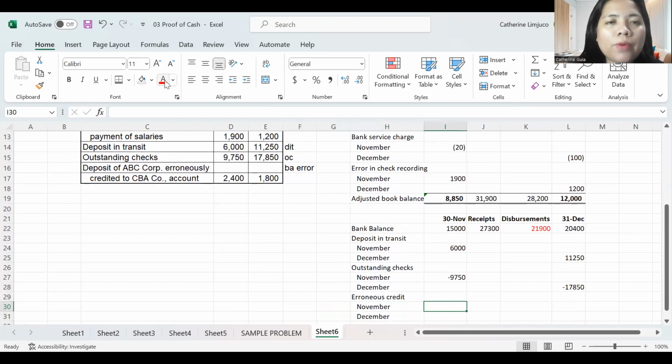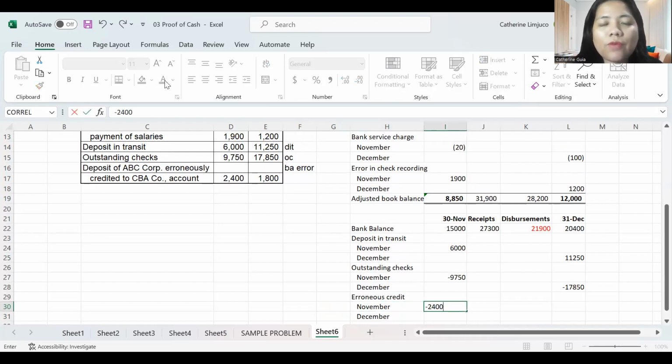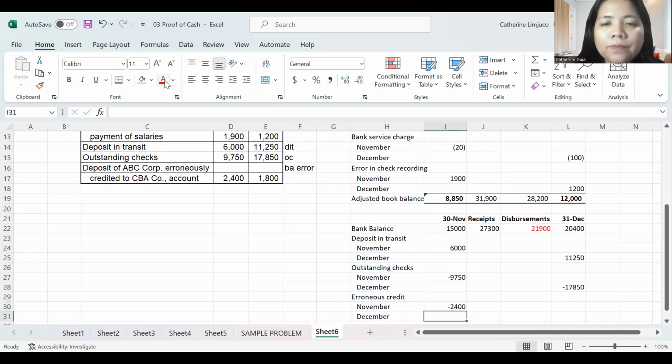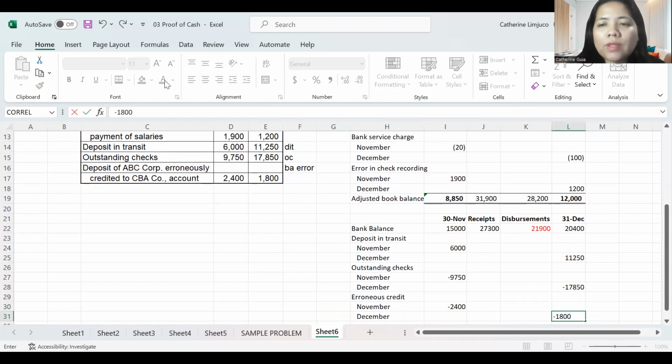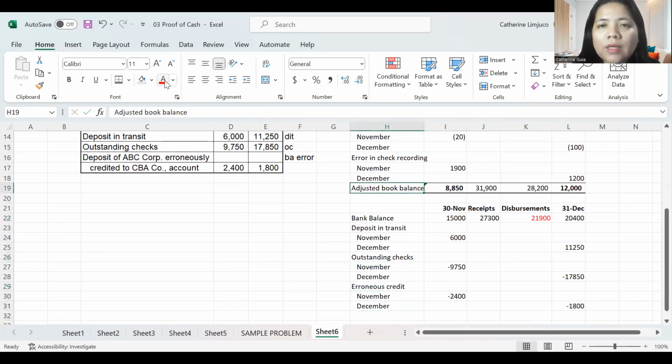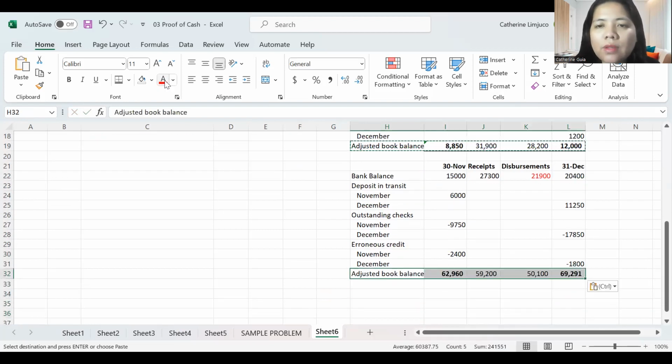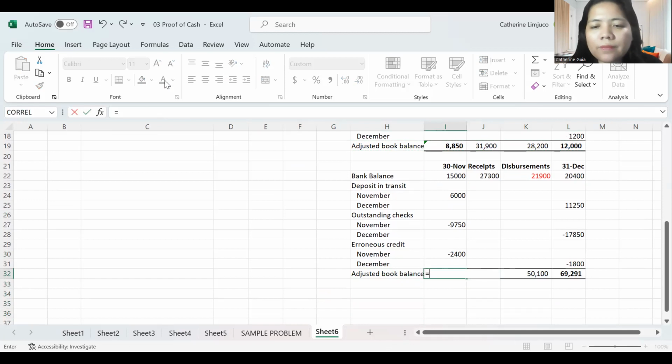How about our erroneous credit? For the month of November, the cash in bank was overstated because of the erroneous credit made by the bank. It should be for ABC, but it was credited to CBA. So we will be deducting 2,400. Same with our December.